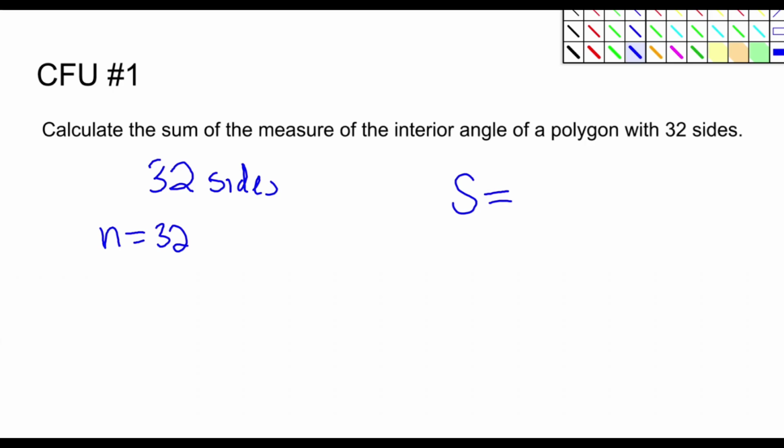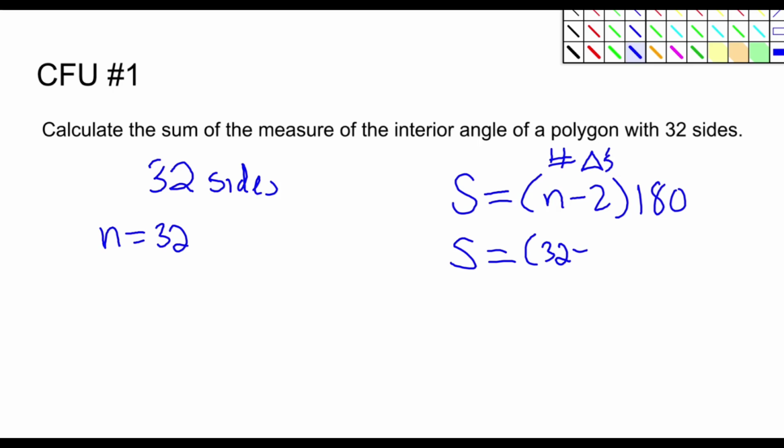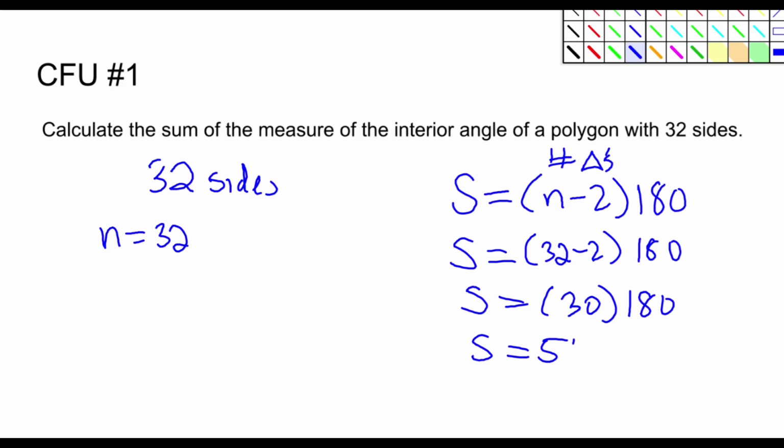So the sum is equal to n minus 2 times 180, because basically what are we doing? We're finding the number of triangles. That's all we're doing, and then we just multiply by 180. So n is 32, so this will be 32 minus 2, but you could have done that with mental math, just subtract 2 every time, so that'll be 30 times 180, and multiply this out, and we're done with this. 5,400. Game over. So if a polygon had 32 sides, and we added up all of the 32 angles, it's going to add up to 5,400.